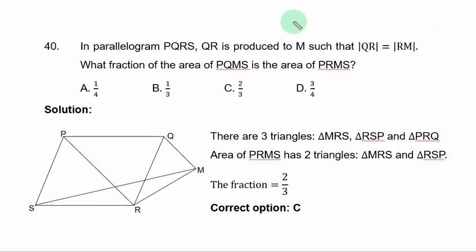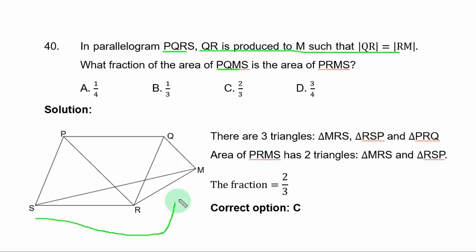Question 40. In parallelogram PQRS, QR is produced to M such that QR is equal to RM. What fraction of the area of PQMS is the area of PRMS? Solution. This diagram represents the information.